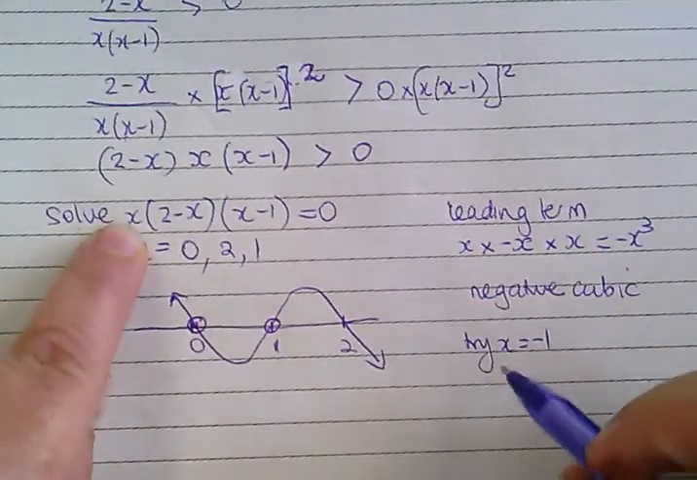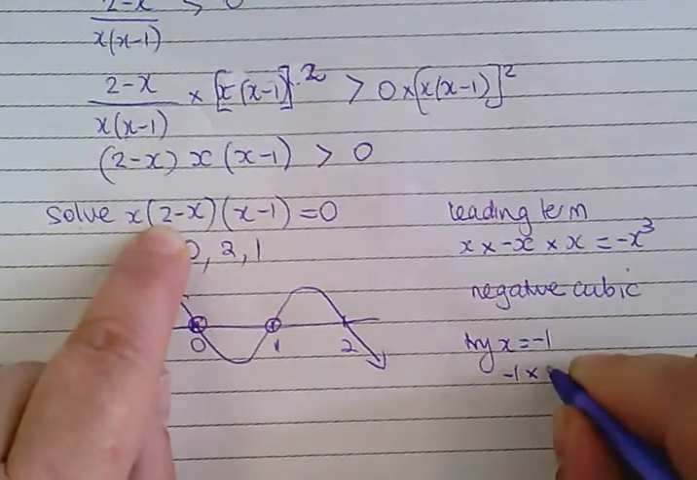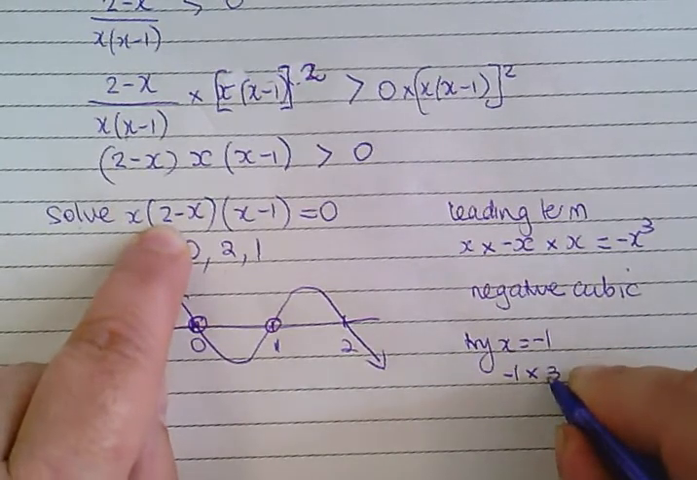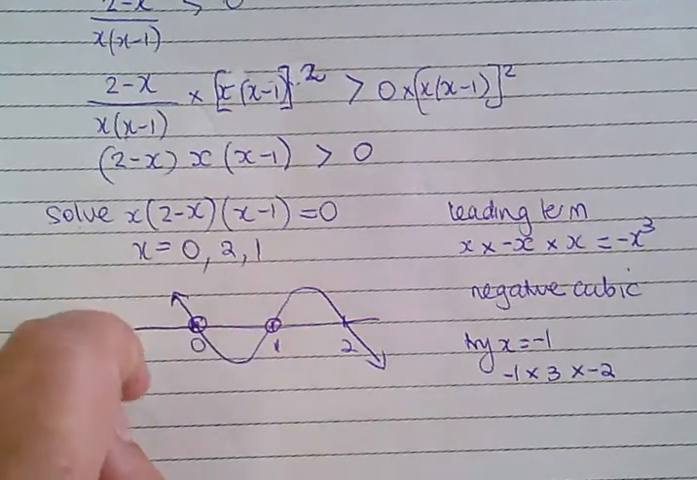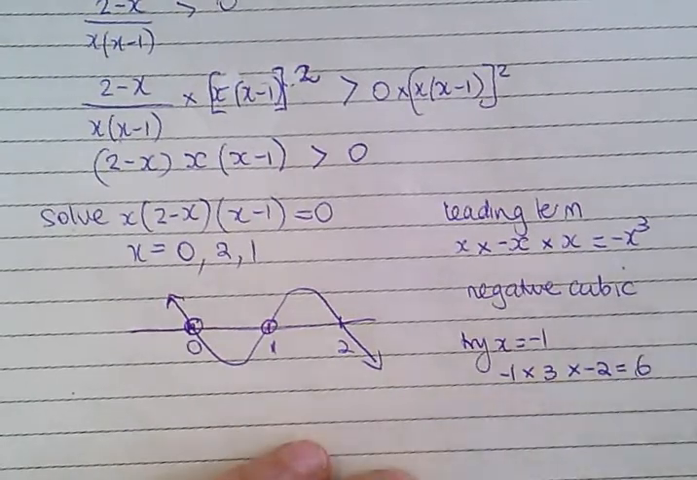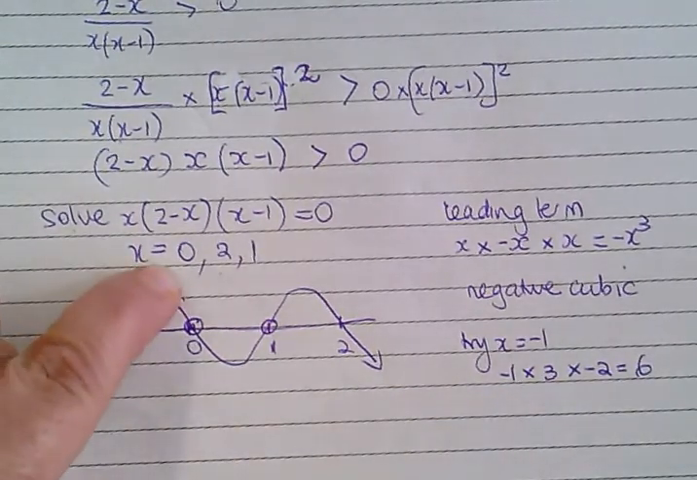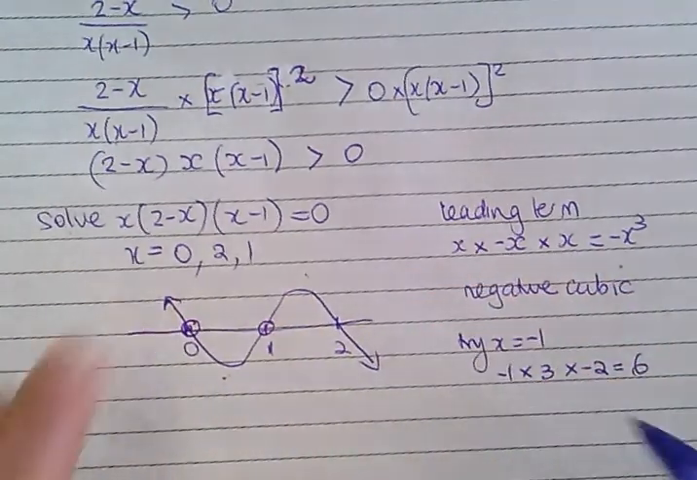What have you got? Negative 1 times, what's 2 take away negative 1? It's 3. Times negative 1 minus 1 is negative 2. Negative 1 times 3 times negative 2 is positive 6. Yes, we started up. And you just cut once, cut once, cut once.